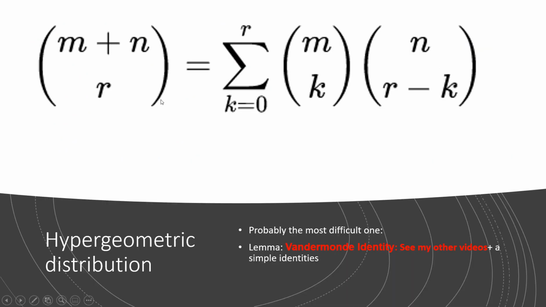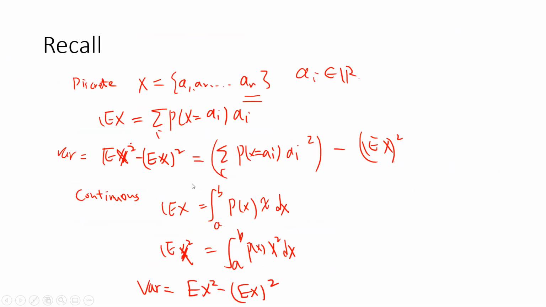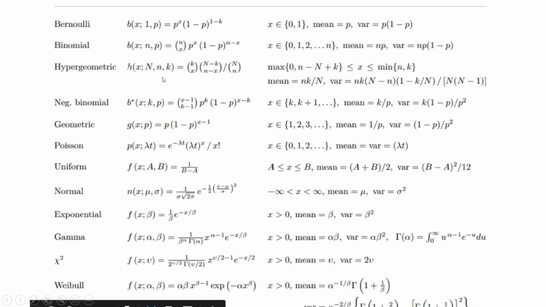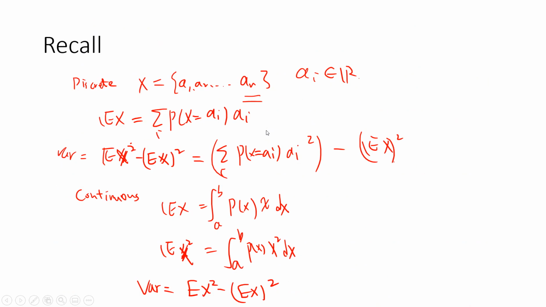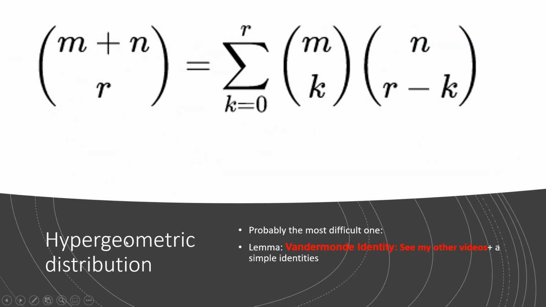Okay, the hypergeometric distribution is probably the more difficult one. It looks like this. The main idea for the hypergeometric distribution is that we need to use the Vandermonde identity. If you don't know about the Vandermonde identity, you can see my videos. There are two proofs for this combinatorial identity, and the proof is easy. Basically, you have m plus n choose r equal to the sum of m choose k times n choose r minus k. It seems like you can separate this into m and n and run over all the possible k and r minus k. So this is the easy way to remember this identity.